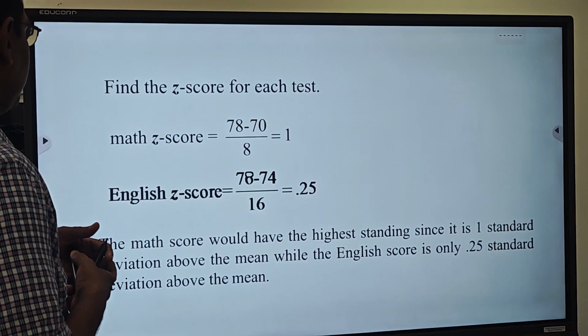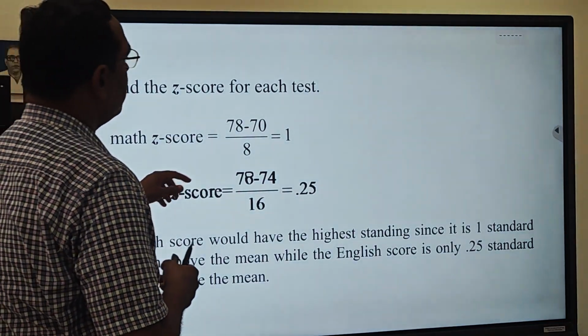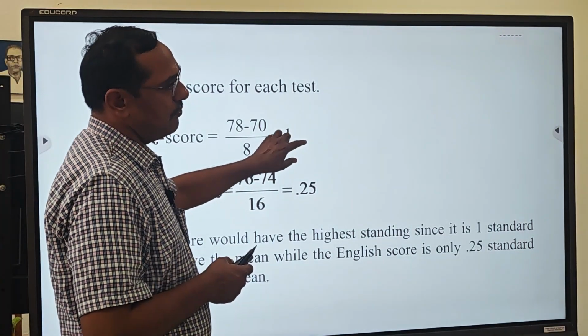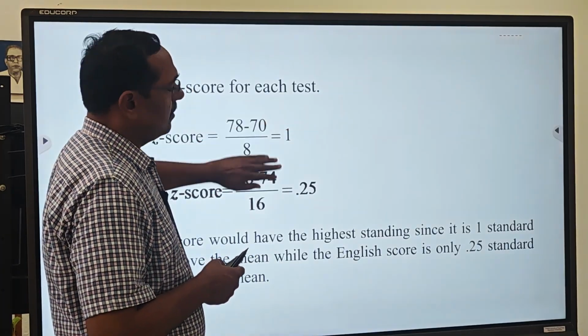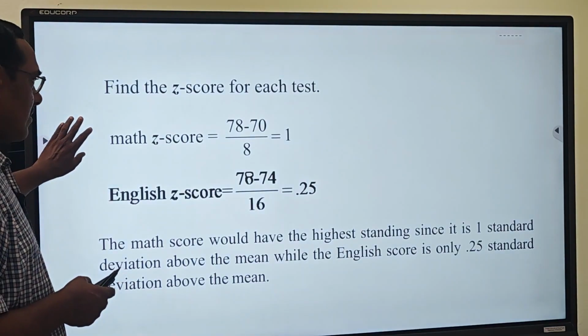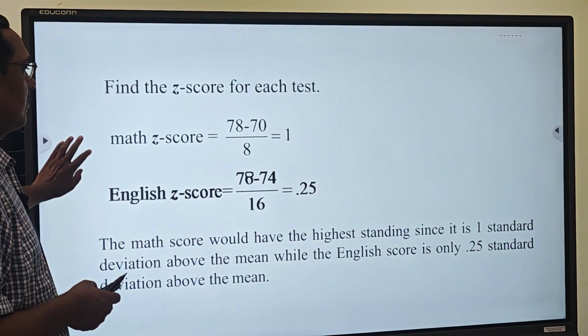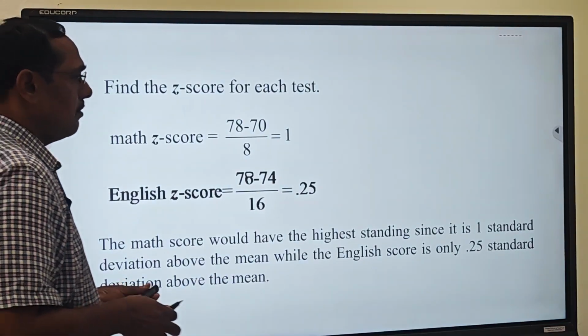So therefore, which one is better? The highest standing is 1 standard deviation. So therefore, this score is higher than this, even though both are equal. In maths he has got more than many people. So you're understanding, huh?